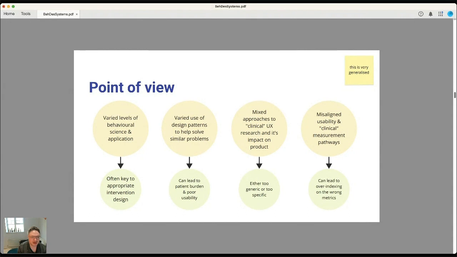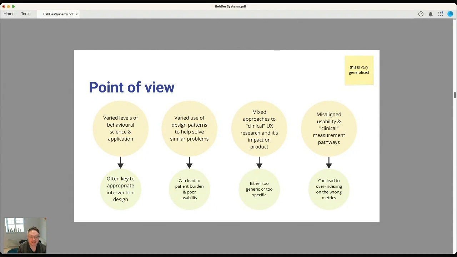So we have varied levels of behavioral science and its application to user experience, and then behavioral design systems, and then outcomes in digital healthcare. And this is often key to appropriate intervention design. I see a lot of intervention design that's not aligned to a specific theory, it doesn't have evidence, and that makes it a lot harder to measure and then show clinical impact, or even understand if you're targeting the right types of behaviors. What else do I see, or have I seen?